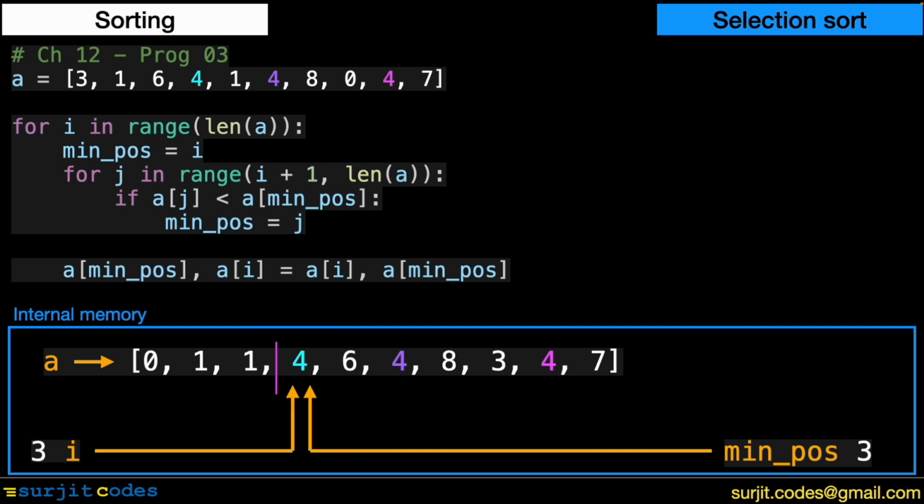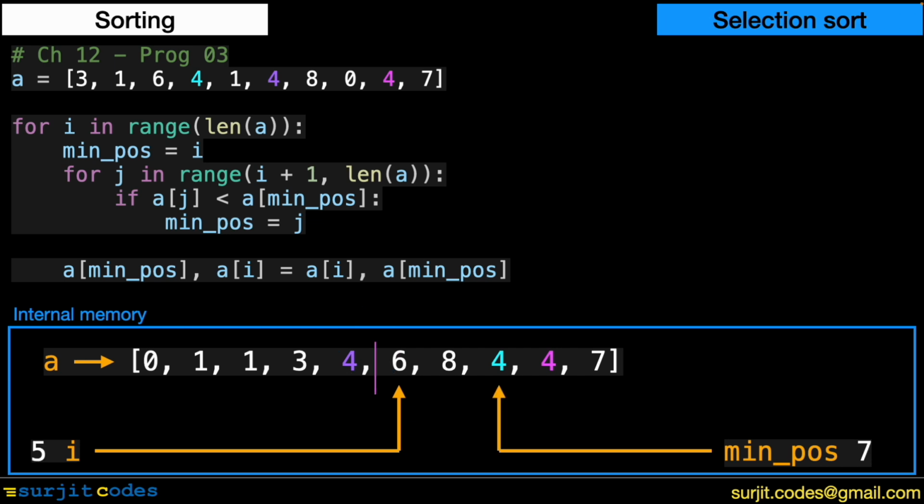Next i becomes 3 and we save it in min pos also. Loop over j finds the minimum item in the remaining list, which is 3 at position 7. So we swap 4 with 3. Sorting is over up to position 3. Now we have to find number that will replace 6. Loop over j gives 4 as the minimum item at position 5. We replace 6 with 4.